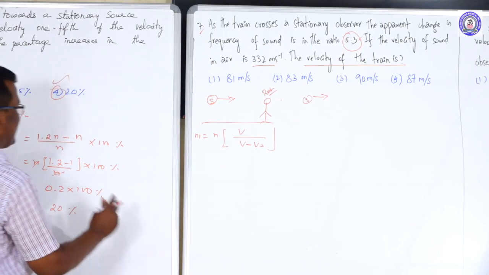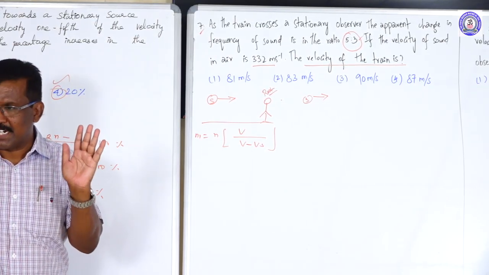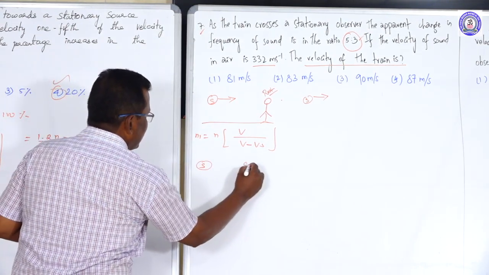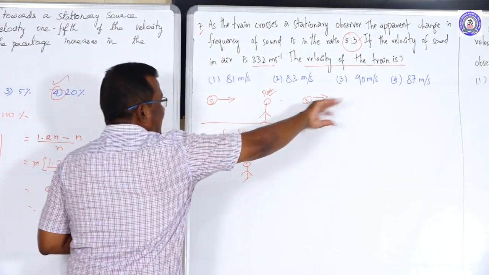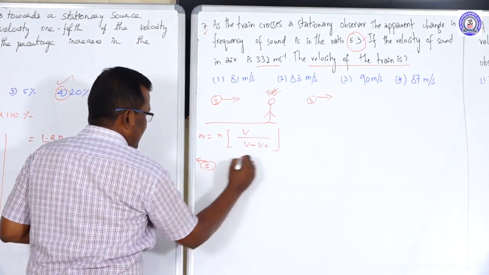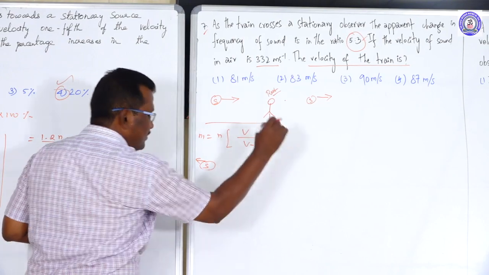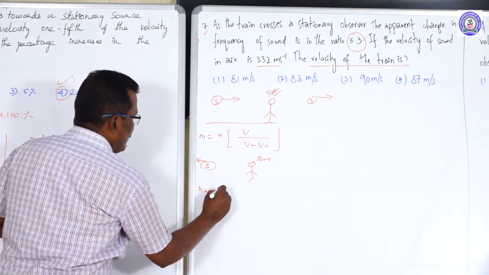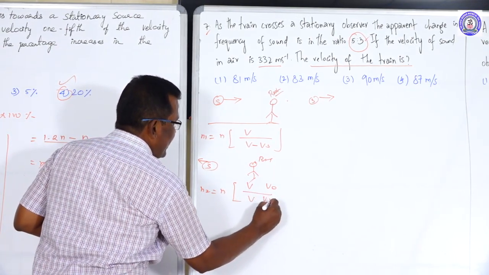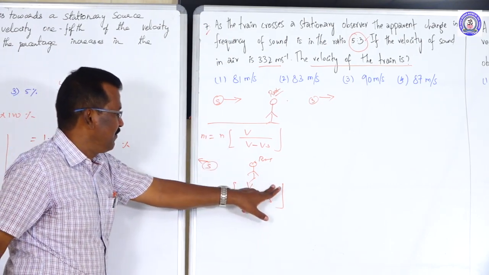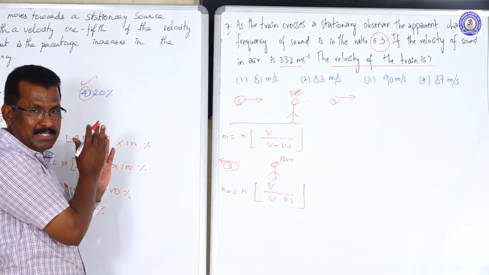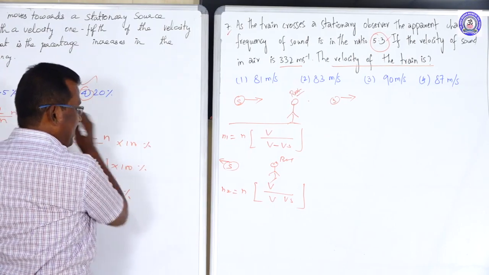Now n2. Since the observer is on the left-hand side and the source on the right-hand side, it will not satisfy our trick, so change. Here is the source, here is the observer, because the source is moving away. So n2 is equal to n v plus vo divided by v plus vs. Again the observer is at rest, so vo becomes 0. The source is moving away from the stationary observer, right to left, so you put positive.